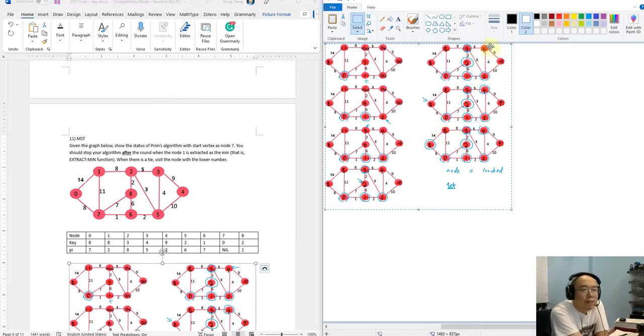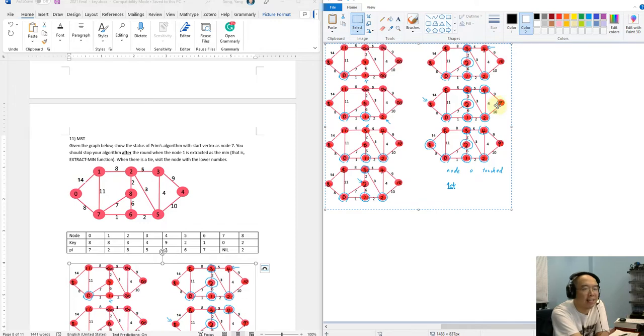Once we have this 4 included in the MST, we used to have a 10 here, but now because this 4 is in the MST, I'm going to update this value to 9. So what are the candidates we have?